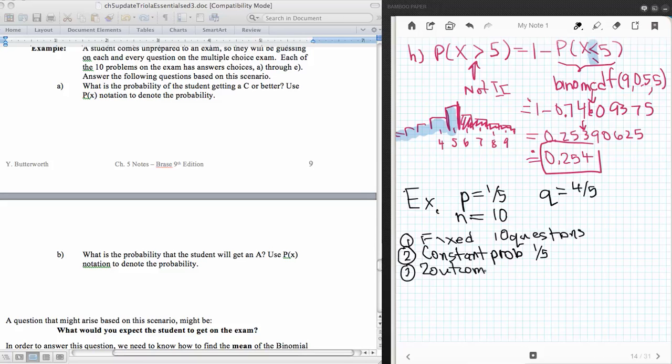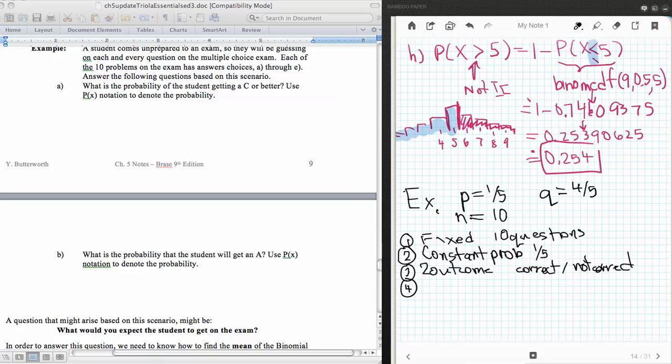Now, this one can sometimes be misidentified because it says that there are 5 different possible answers. Well, I don't care that there are 5. All I care about is the fact that there is correct and not correct. Whatever the other answers are, they are incorrect answers. So that's the key.